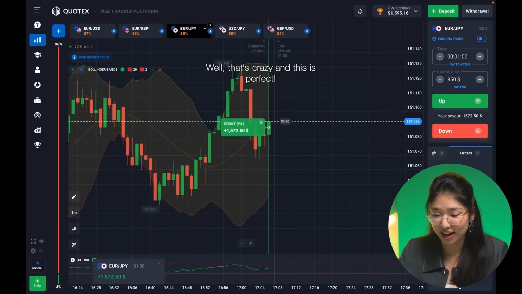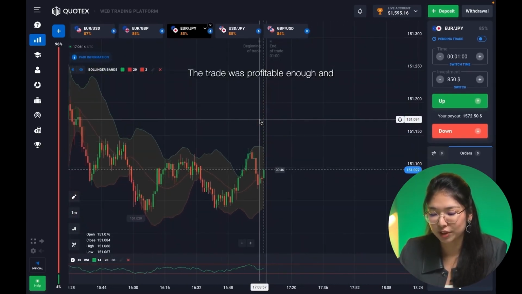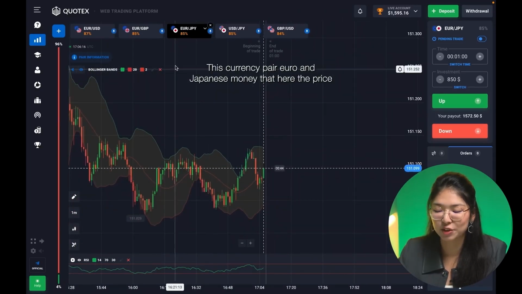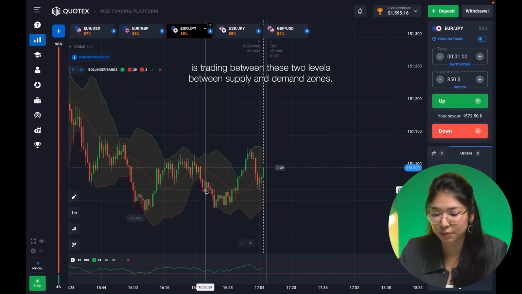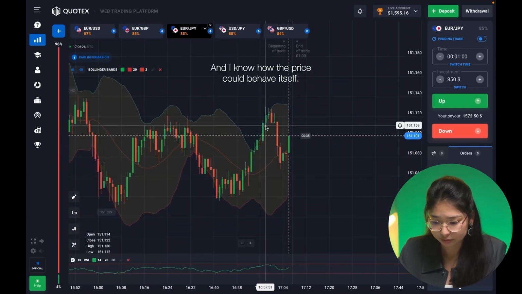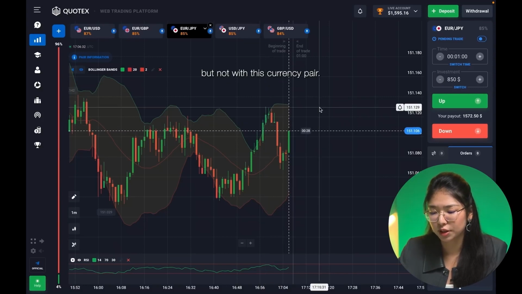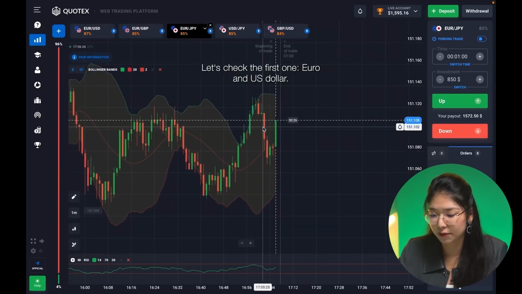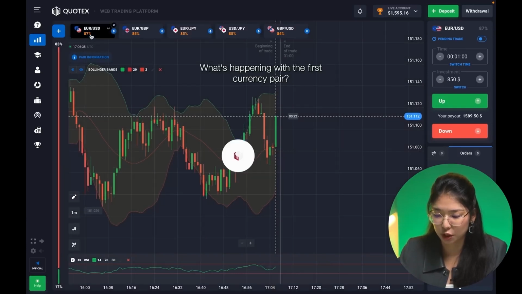Wow, that's crazy, and this is perfect. Look at this profit. The trade was profitable enough, and this currency pair, euro and Japanese yen, the price is trading between these two levels, between supply and demand zones. And I know how the price could behave. So from this point I think I can make one more trade, but not with this currency pair. Let's check the first one, euro and US dollar. So what's happening with the first currency pair?